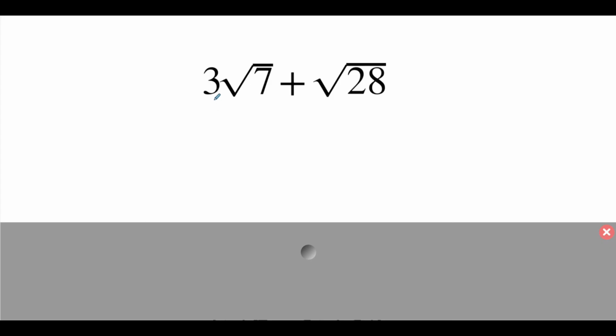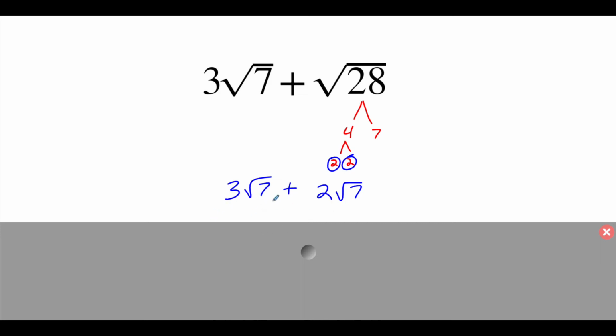For our next one, we've got 3 root 7 plus the square root of 28. I can try to break down that square root of 7, but it's not going to break down at all. But if I do look at that square root of 28, that can be broken down. 28 is 4 times 7. 4 can be broken down into 2 times 2, and we've got ourselves a pair of 2's. So this is going to break down into 2 root 7, and we haven't changed that 3 root 7, so we're going to leave that alone.